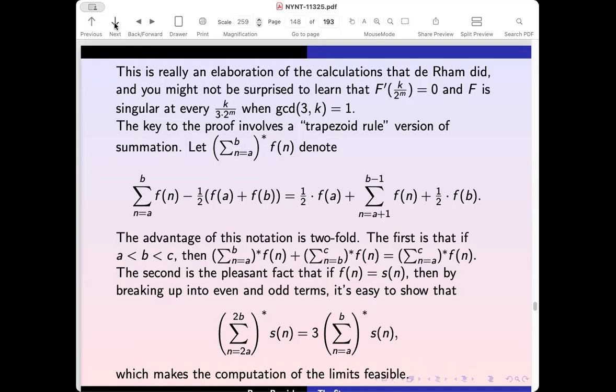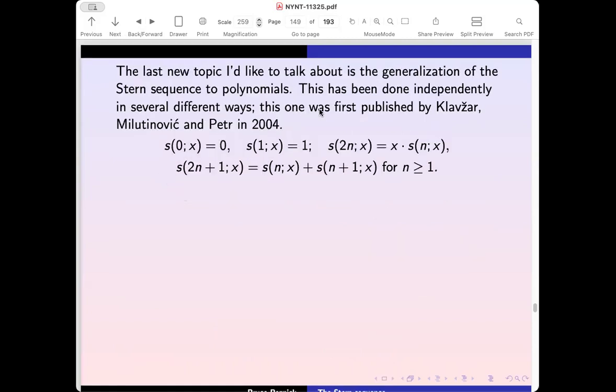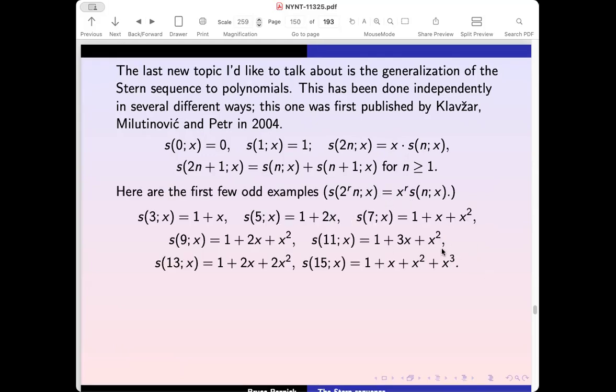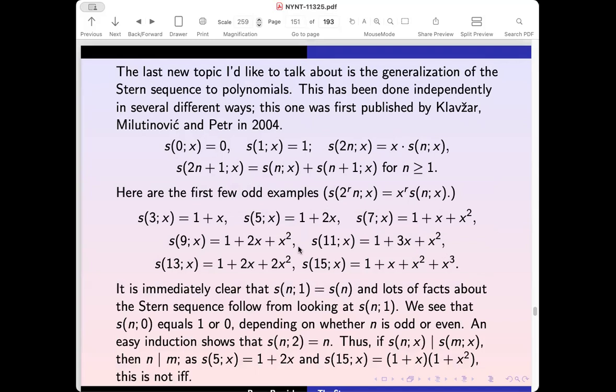Okay, so now the last topic is the generalization of the Stern sequence to polynomials, where you change this recurrence by putting an x in there, replacing s of 2n with x times s of n. These are what the polynomials look like. I'm only putting in the odd ones. There are a lot of properties. If you put x equals 1, obviously you get back s of n. If you put x equals 0, you get 1 or 0, depending on whether n is odd or even.